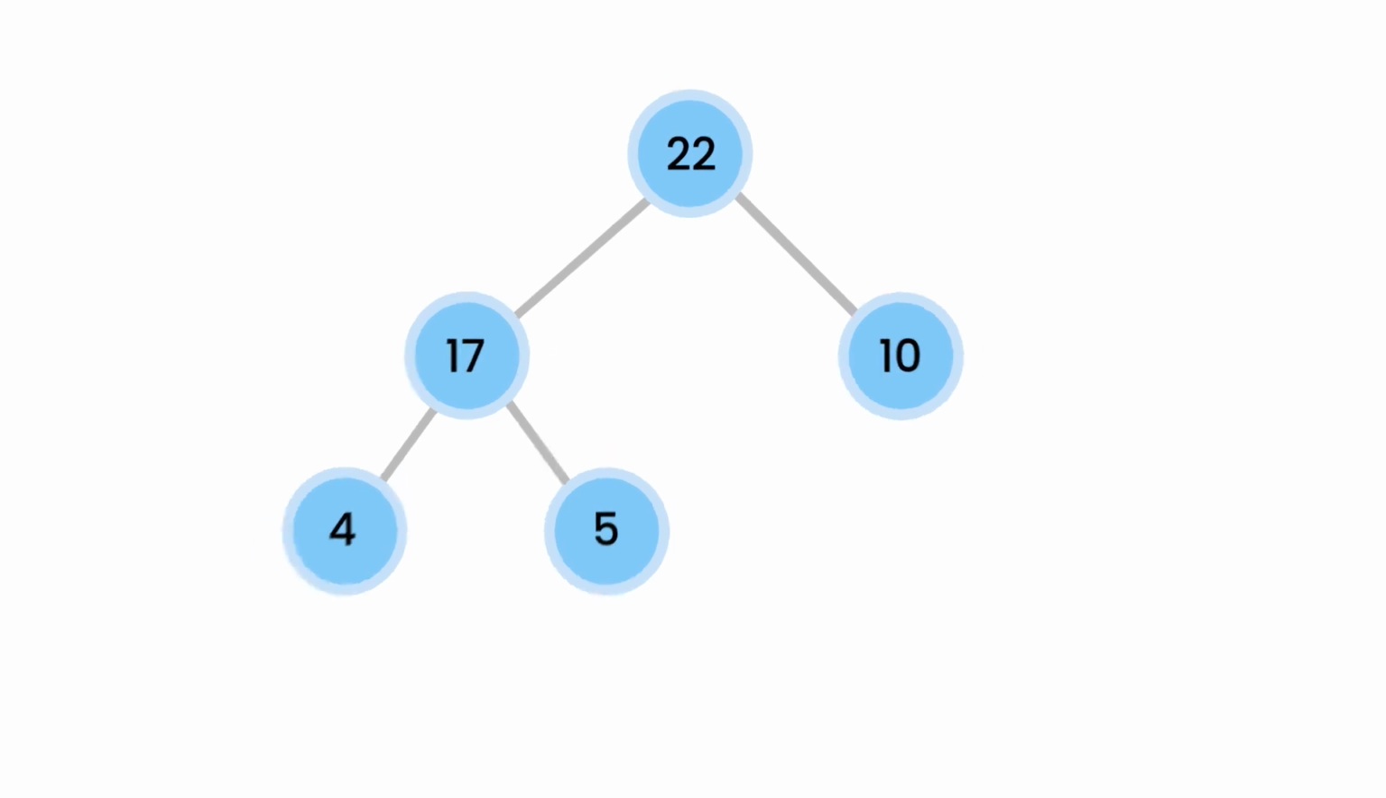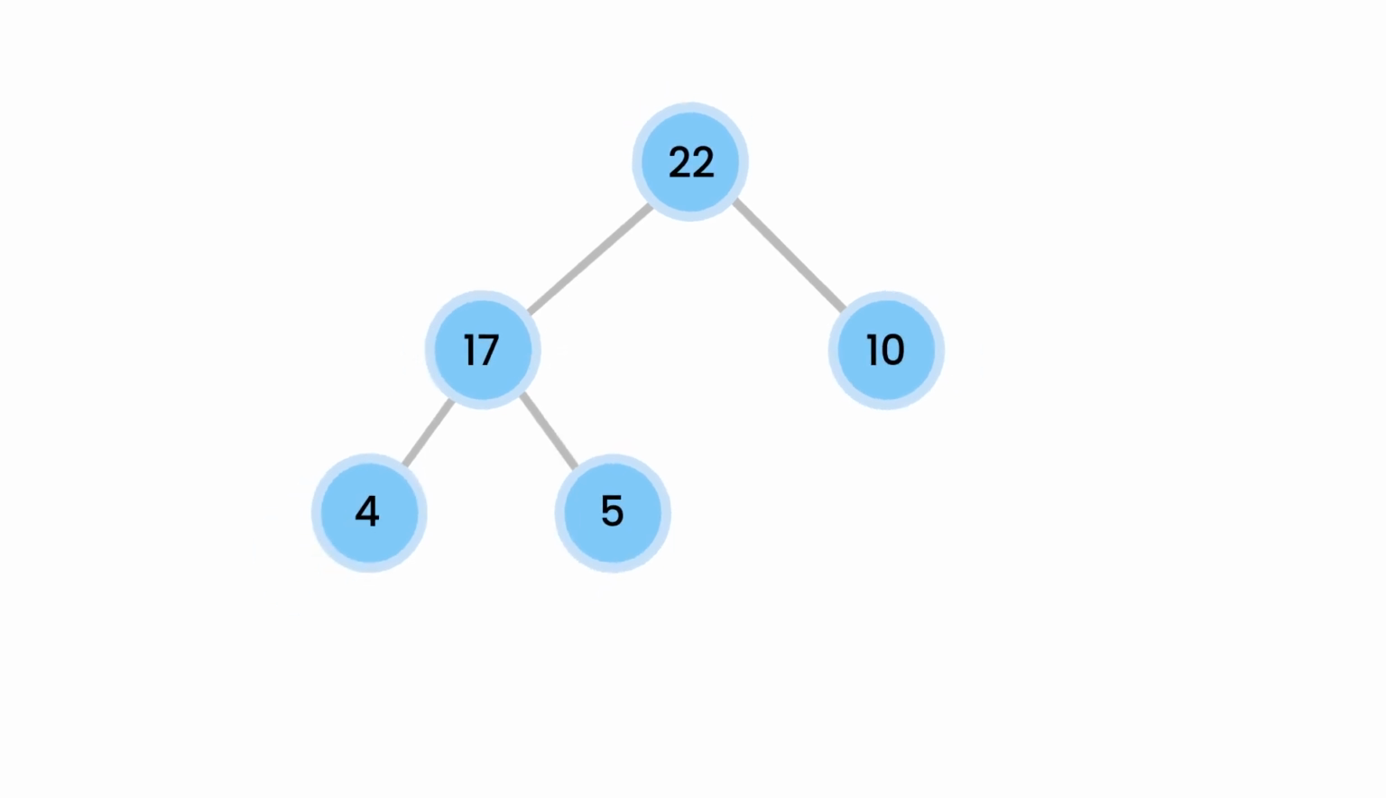In a max heap, which is what you see here, the value of every node is greater than or equal to its children. Min heaps are the opposite of max heaps.